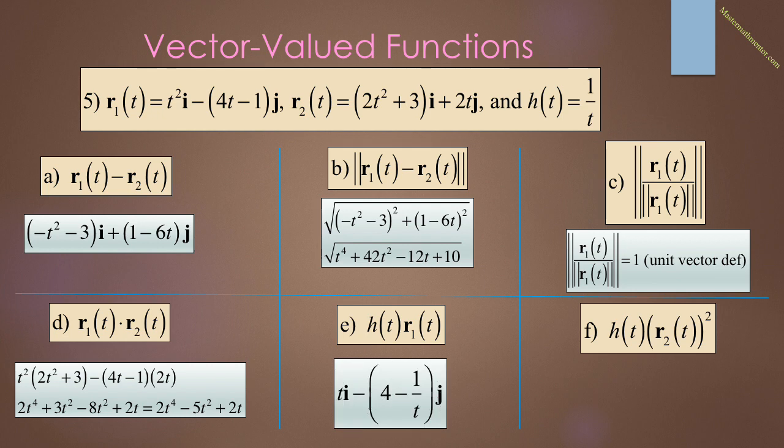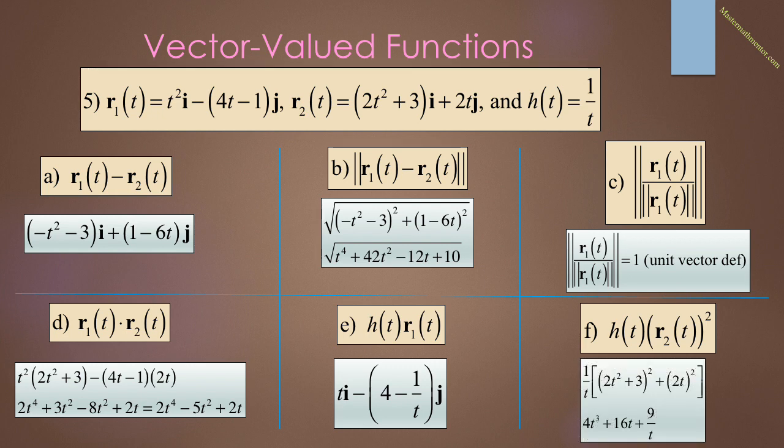E asks for h of t times r1 of t. h of t is a function, and we are multiplying that by a vector, so we multiply the h of t by each term in the vector, getting t i minus (4 minus 1 over t) j.